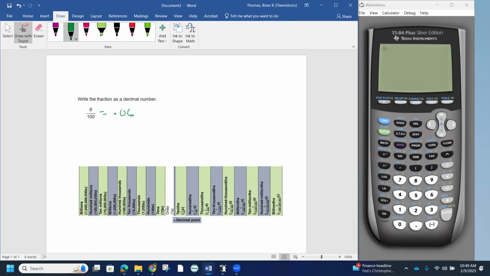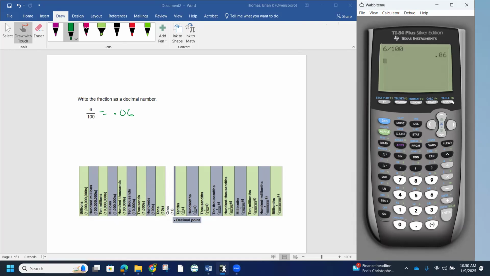If it falls under the base 10. Now, otherwise, you have to use a calculator or long division. Most of us use a calculator, but 6/100ths means 6 divided by 100. So if I type in 6 divided by 100 in the calculator, it'll change it to 0.06.